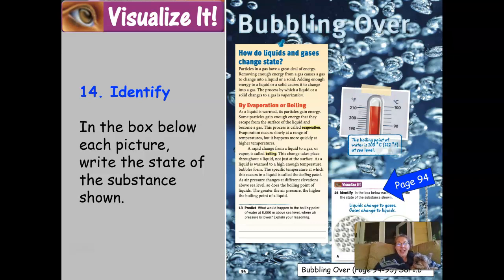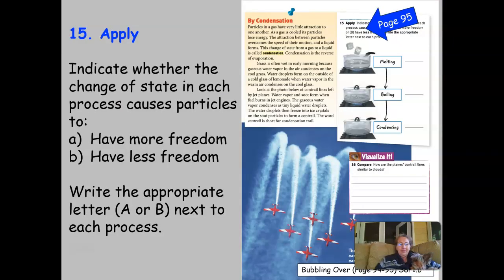The next question is a visualize question, and it asks you to, below each box, write the state of the substance shown. So hopefully that's a pretty easy one for you guys to get done. On to number 15. Indicate whether the change of state in each process is caused by particles having more freedom or particles having less freedom. So for the first picture, you're going to either write A or B, depending on how much freedom you think the substance has.